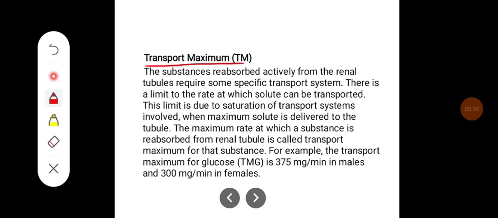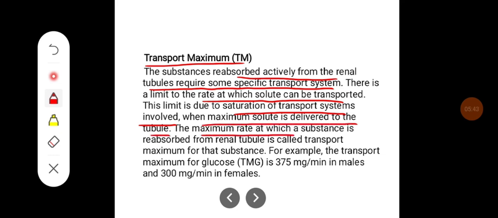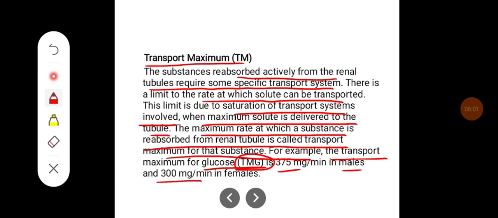Transport maximum. The substances reabsorbed actively from the renal tubules require some specific transport system. There is a limit to the rate at which solute can be transported. This limit is due to the saturation of transport systems involved when maximum solute is delivered to the tubule. The maximum rate at which a substance is reabsorbed from the renal tubule is called the transport maximum for that substance. For example, transport maximum for glucose, that is TMG, is around 375 milligrams per minute in males, and around 300 milligrams per minute in females.